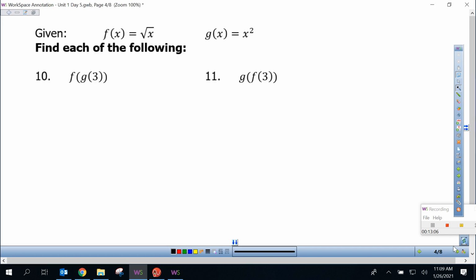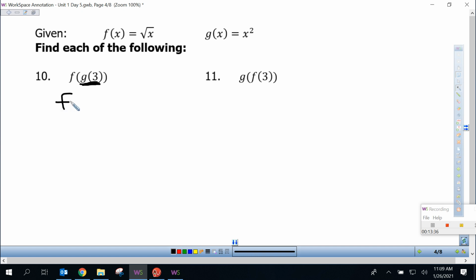Okay, now we are moving on to some new functions. Now f of x equals square root of x, and g of x equals x squared. Now, number 10. Is this multiplication or is it a composition? This is a composition because we have a function inside of a function. So which one do I start with? The f of 3 or the g of 3? Start with the innermost. So we start with the g of 3.